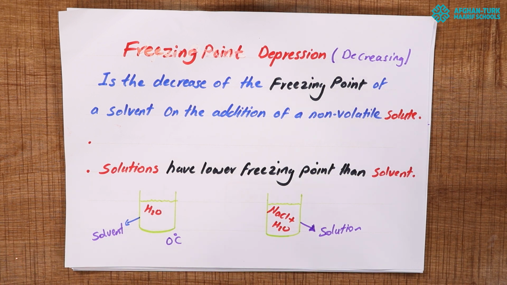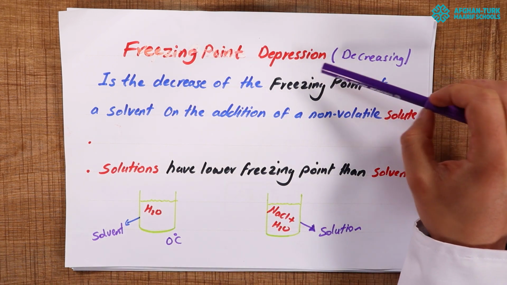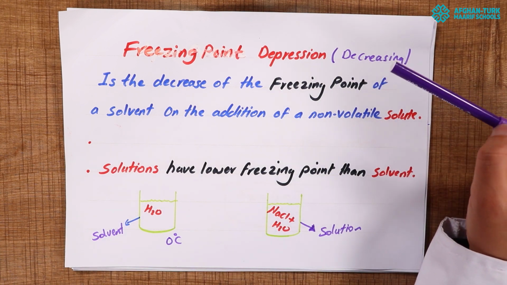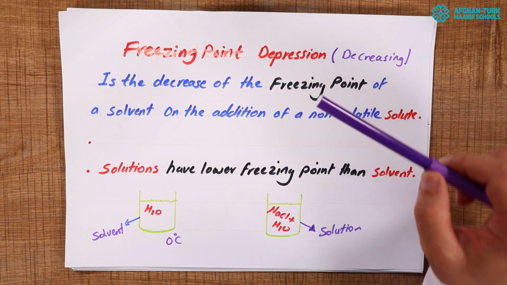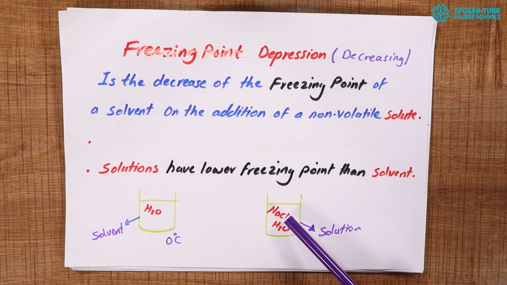Last session we started the colligative properties and studied the boiling point elevation. Today's lesson starts with the freezing point depression. What is the freezing point? The temperature at which a liquid changes to a solid is called the freezing point. And depression here means decreasing. The freezing point depression shows the difference in the freezing point of a solvent and a solution.